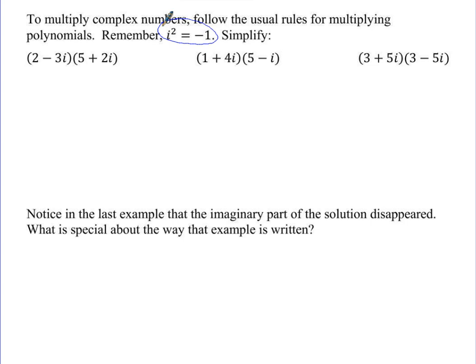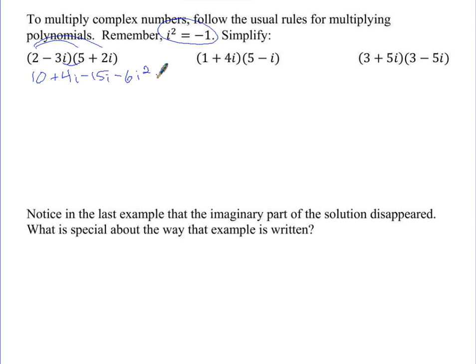So simplify 2 minus 3i, this is one number, times 5 plus 2i, another number. They're complex numbers. You're going to simplify them by FOILing. So to FOIL, we get 10 plus 4i, that was this one, minus 15i, that was this one, minus 6i squared.